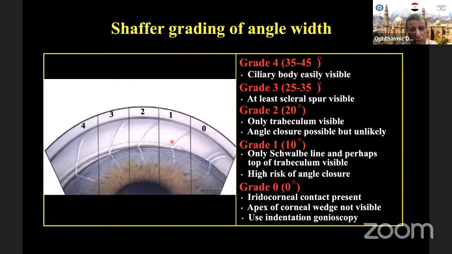You see here that there is still a wedge of the beams of light on the anterior and posterior surface of the cornea. Here you could see it, but here no wedge of the beams is visible. And sometimes we use indentation gonioscopy to see if this is an appositional angle closure or synechial angle closure.